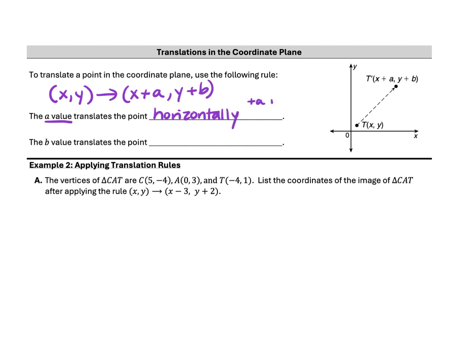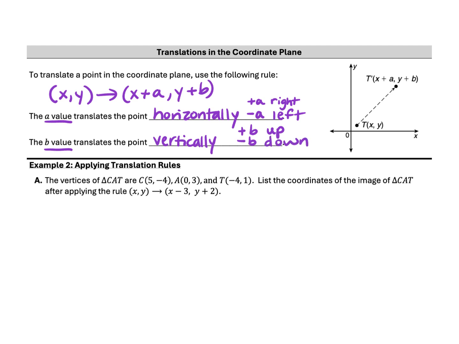If a is positive, it'll move to the right. And if it's a negative number, like an x minus 4 or something, that would move it left. The b value translates the point vertically, since the y value goes up and down. A positive b value will move it up, and a negative b value will move it down.